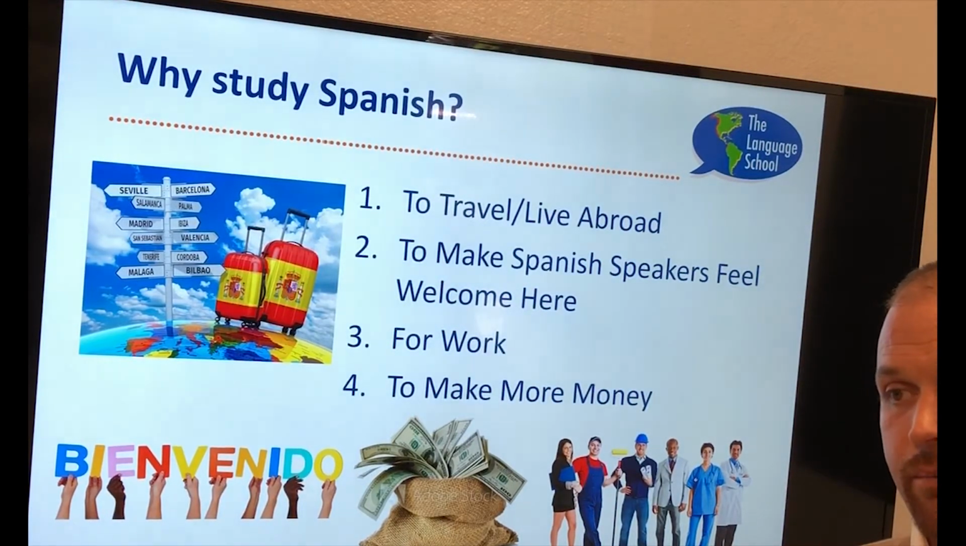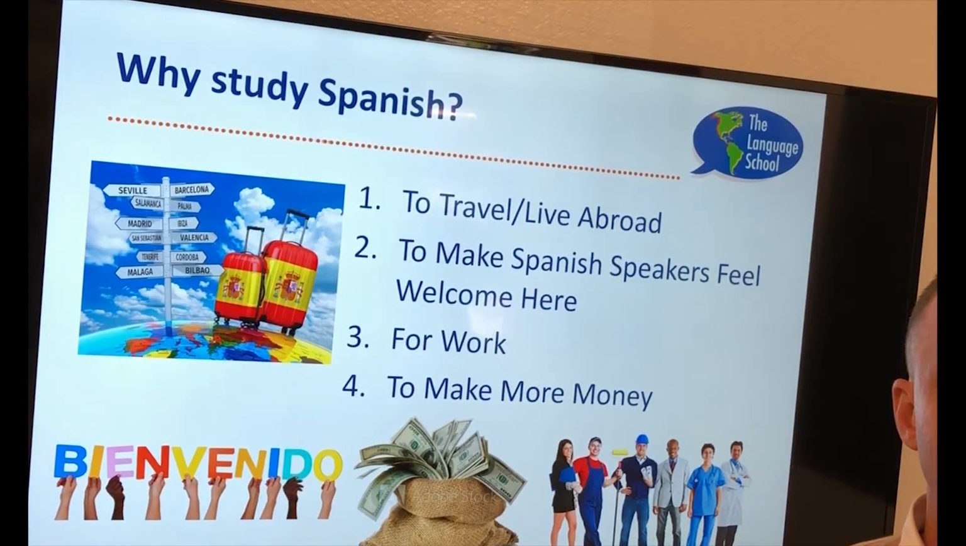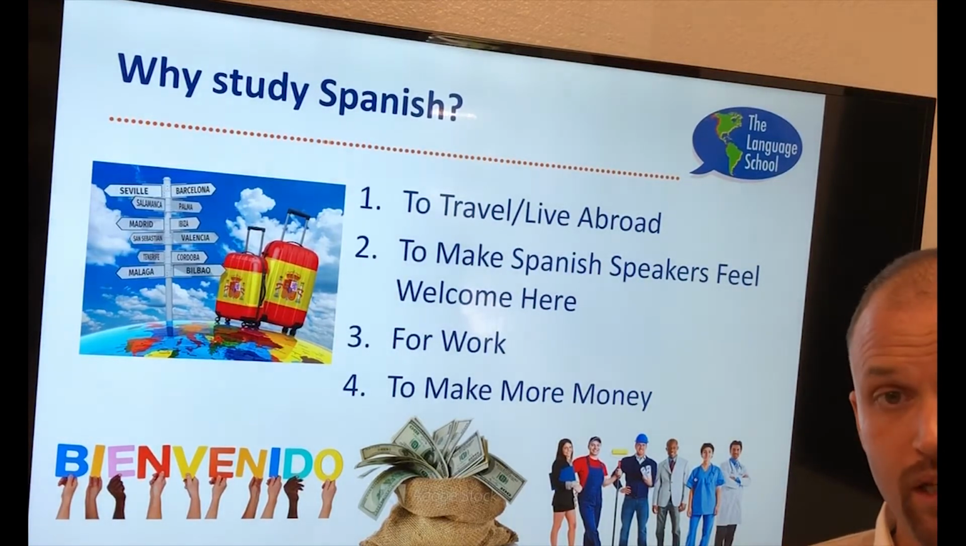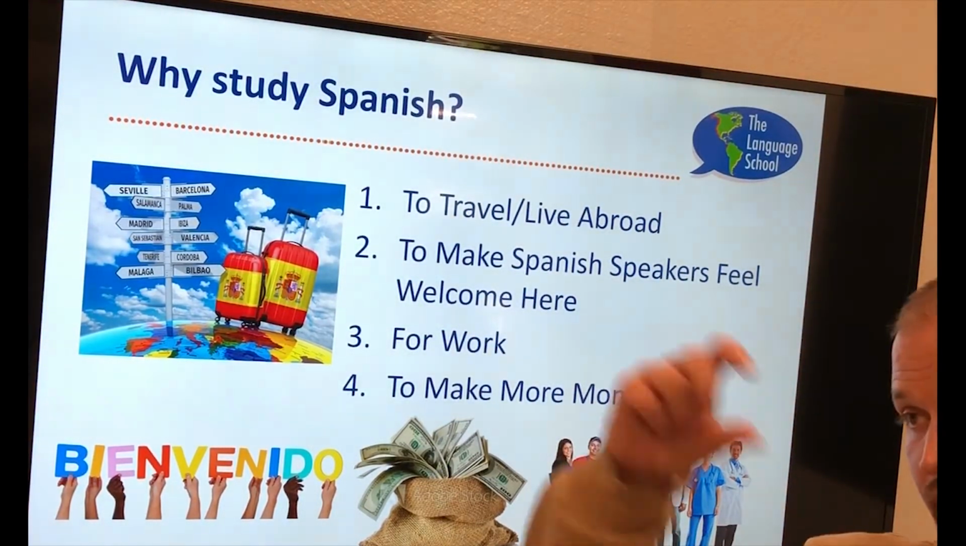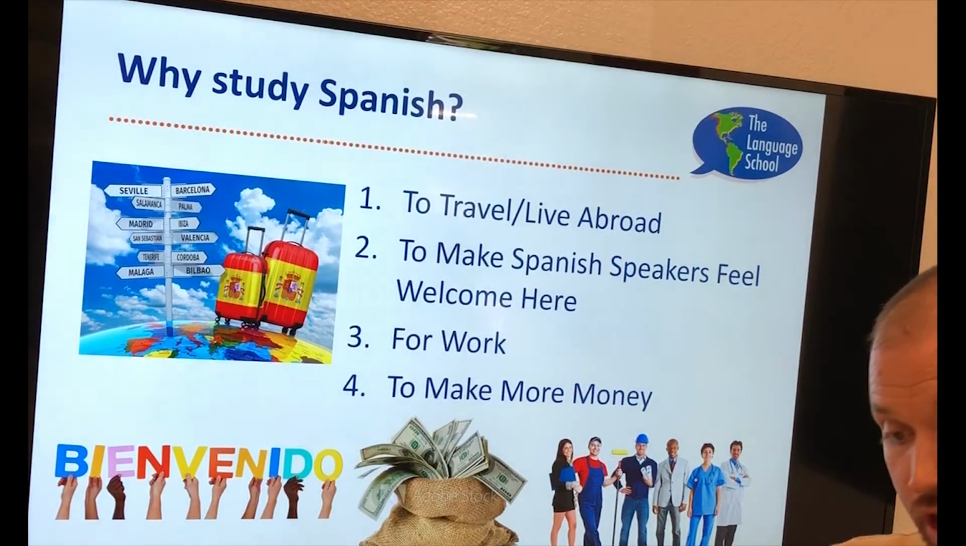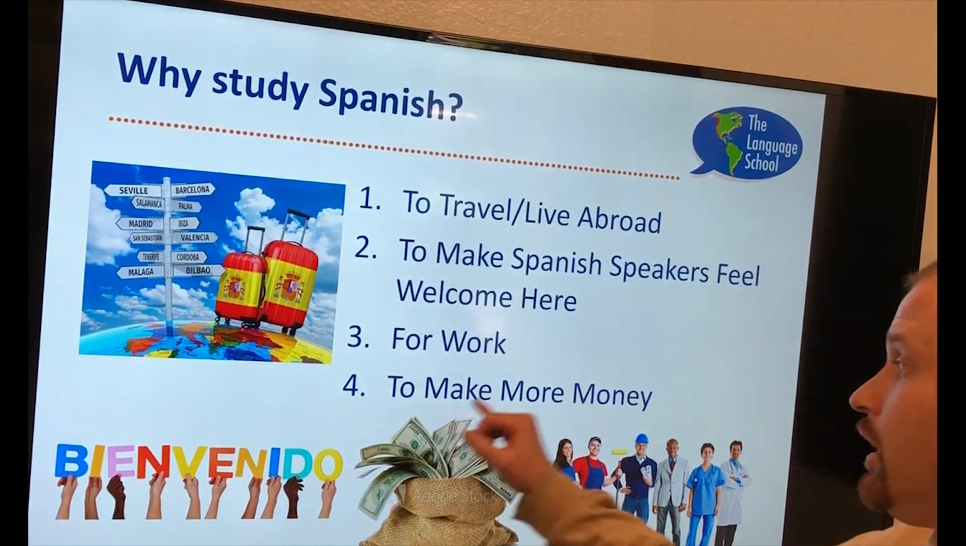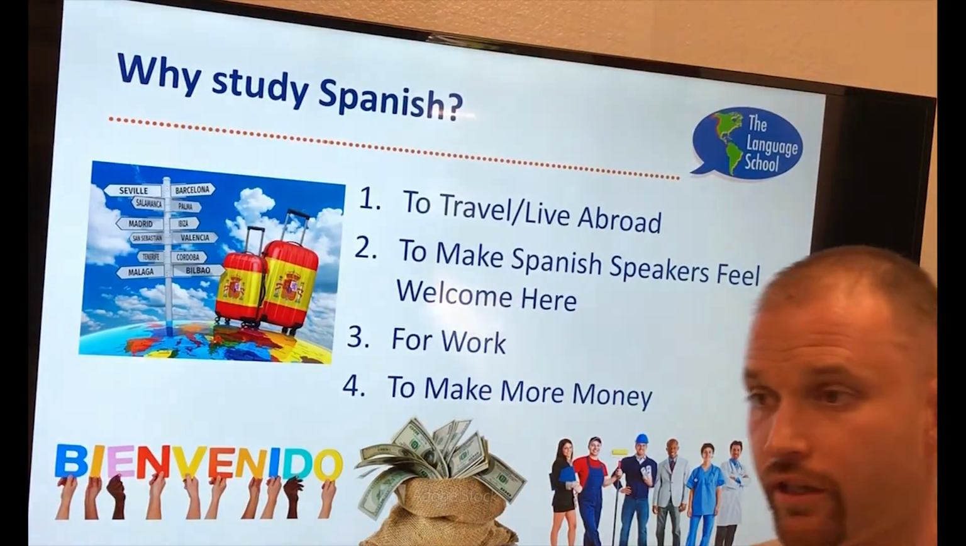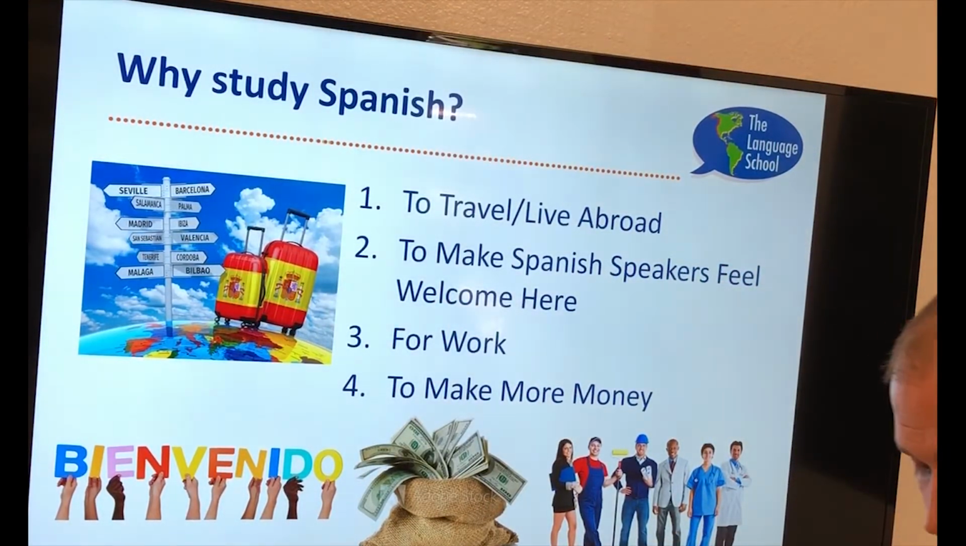I know, for example, here in the city of Denver, many of the city and government employees, if they're bilingual, get a certain 5-10% additional income just because of that bilingual status. So you'll see that learning how to speak another language can also help you make a lot more money.